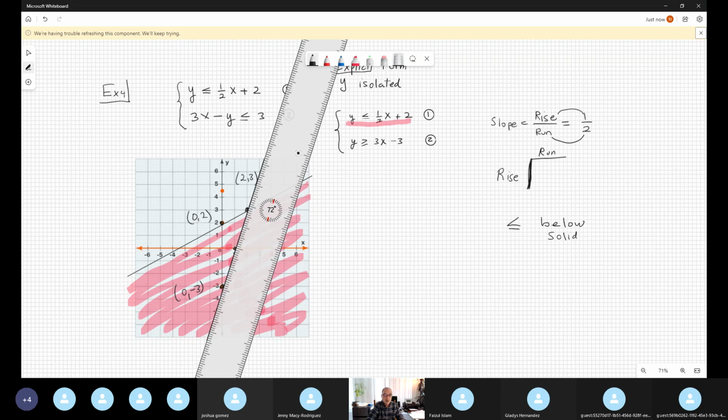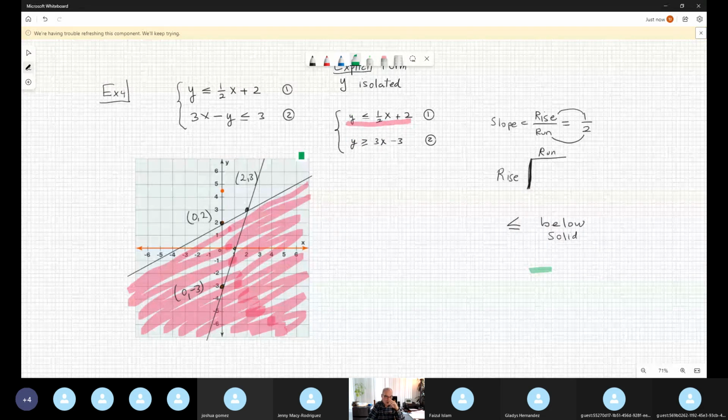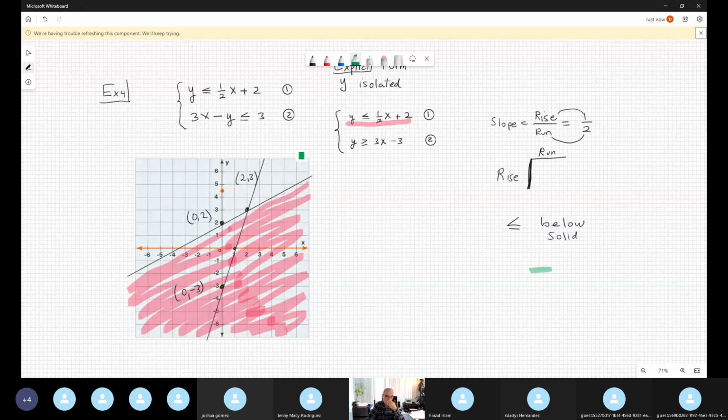Okay. Now, what part is shaded? Let me change the color to green. Is it above this new line or below? Above, yes. And above this line is the part.